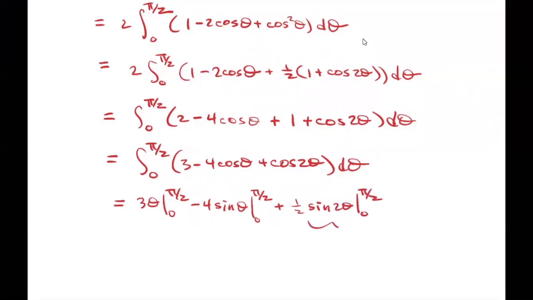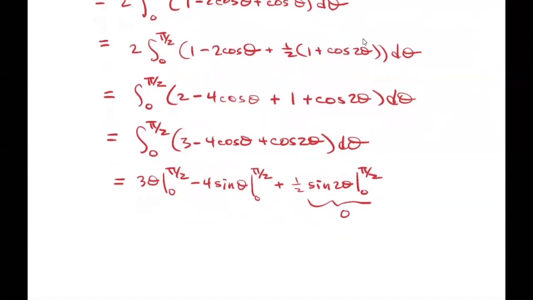Now the last term is just going to be 0 because the sine of pi is 0, and sine of 0 is 0. So here you're going to get 3 pi over 2. And then sine of pi over 2 is 1, and sine of 0 is 0, so it would just be minus 4. Let me know if you have any questions.